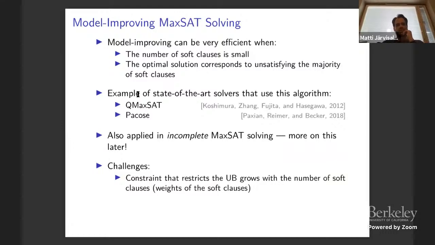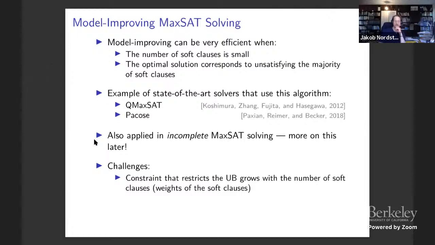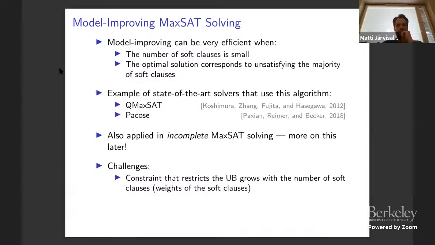So this approach can be quite efficient. Does it make sense at all to consider binary search in this setting rather than linear search? Yeah, this can be done, and it has also been proposed, but I believe in the current state of the art there's no solver that does binary search. I'm not aware of one. There used to be one earlier on that combined this model improvement with so-called core-guided, but it's gone away.